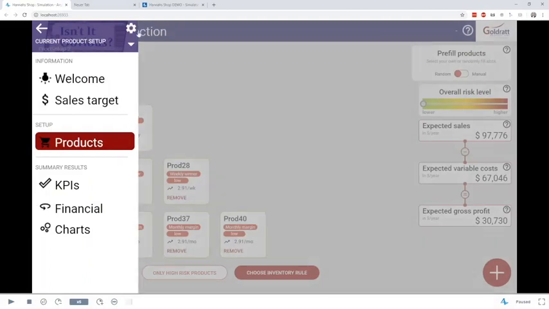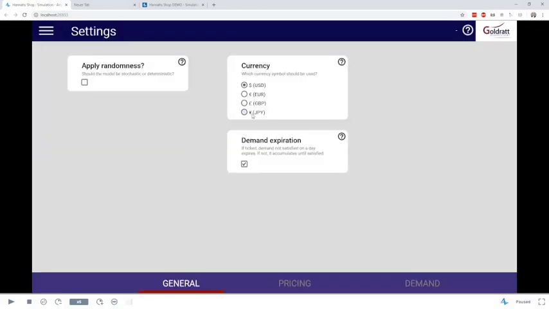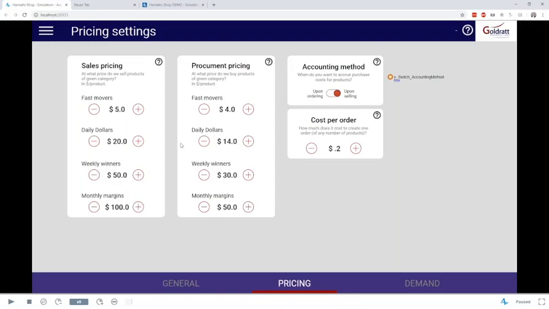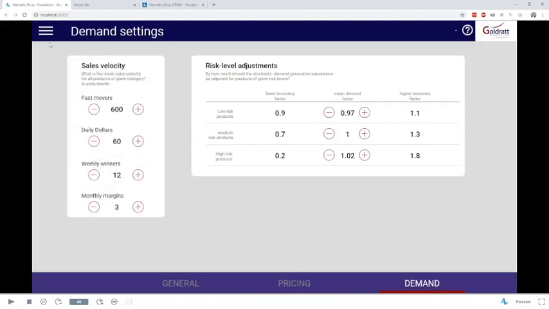And then second, this will not be available in the demo version that we upload, but later in the full version, there are also advanced settings where you can play around with not allowing randomness, using different currencies. You can play around with pricing settings and adjust this to reflect more the reality of your own plant or of your own clients. You can play with cost per orders and actual demand adjustments. So it's all there, and we try to make it as open and flexible as possible.